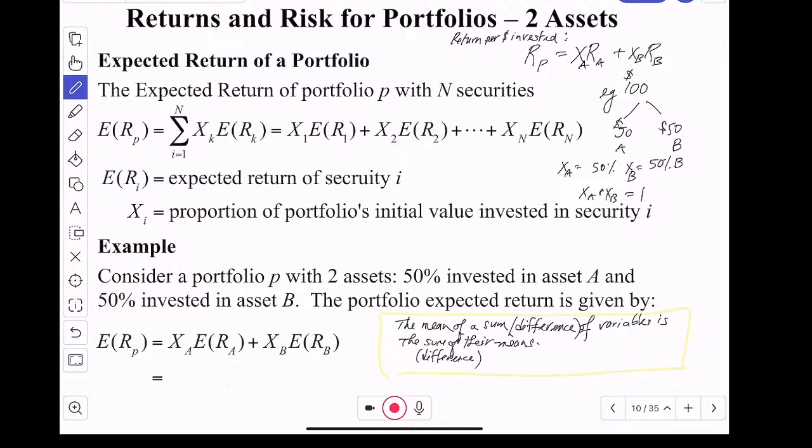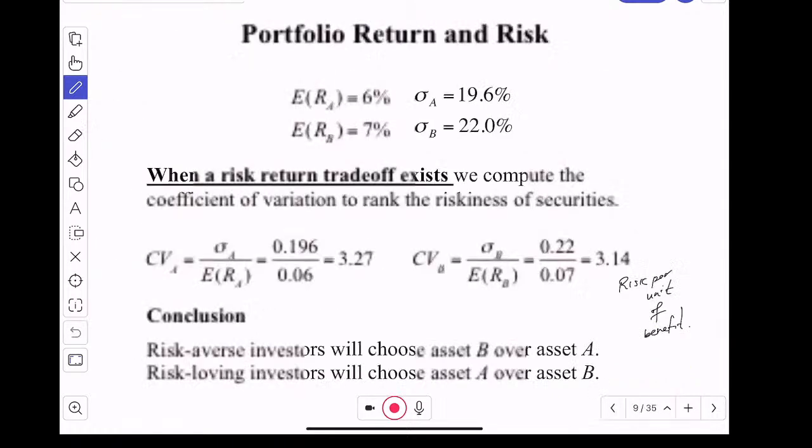So this is going to be 0.5. The expected return of RA was 0.6. And this is 0.5. And the expected return of B, RB, is 0.7, I believe. Let's double check. Yeah.